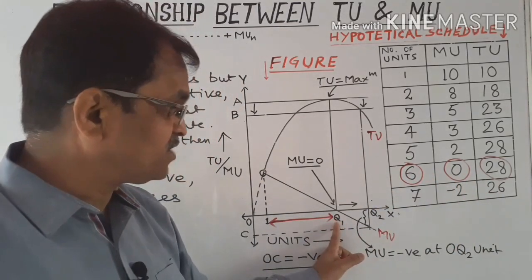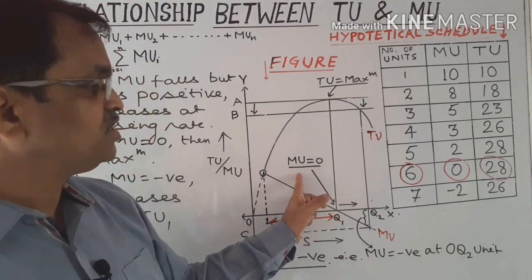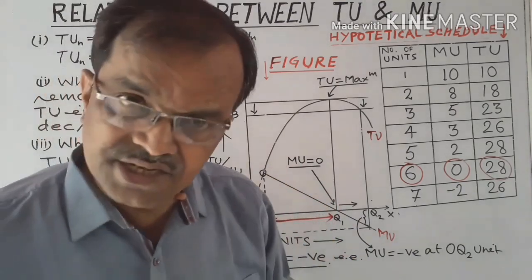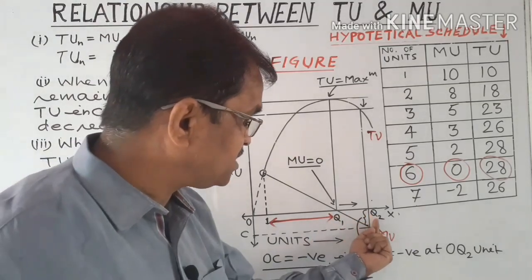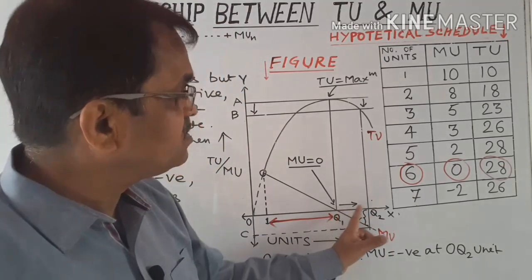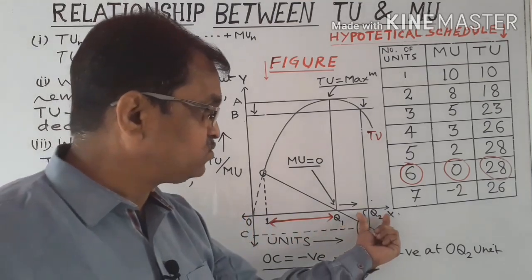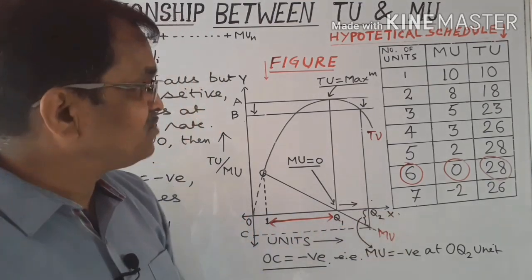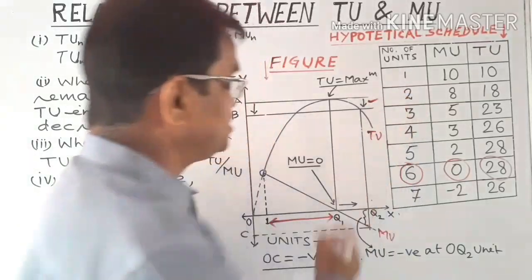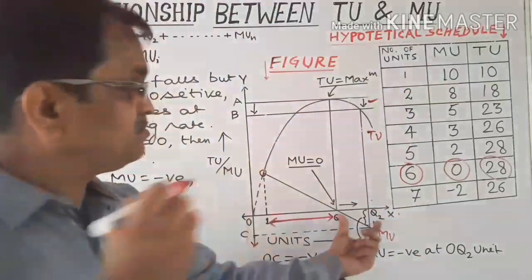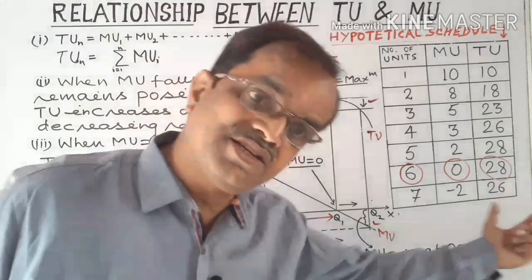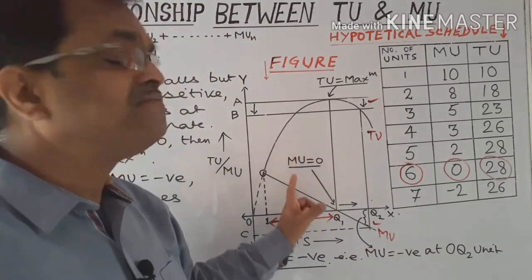At this point of consumption, MU is equal to 0, and that is the point of satiety. Beyond that point of satiety, if further consumption is continued and the consumer is consuming OQ2 units of consumption, then what is the observation? Total decreases and marginal is becoming negative.